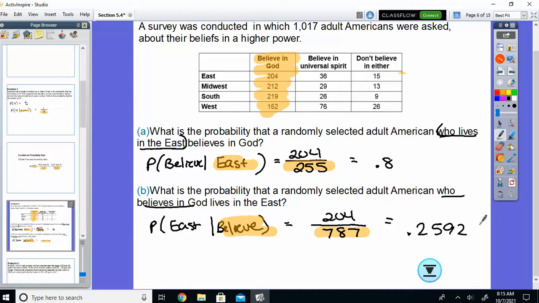Okay, so can't stress this enough. When you have a conditional, the denominator is your given. So whatever we are given, that's the denominator, and then that is the only part of the table we are looking at. Let's look at another.